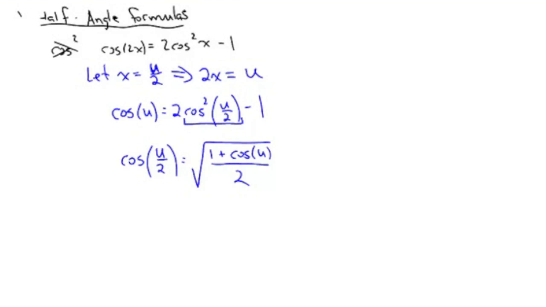Now it does have a plus or minus, but here's the cool thing. If u is any angle between 0 and 360, half of that angle is between 0 and 180. And cosine from 0 to 180 is always positive, so we don't need the plus or minus, we can just leave it as positive. So this is called the half angle formula for cosine.